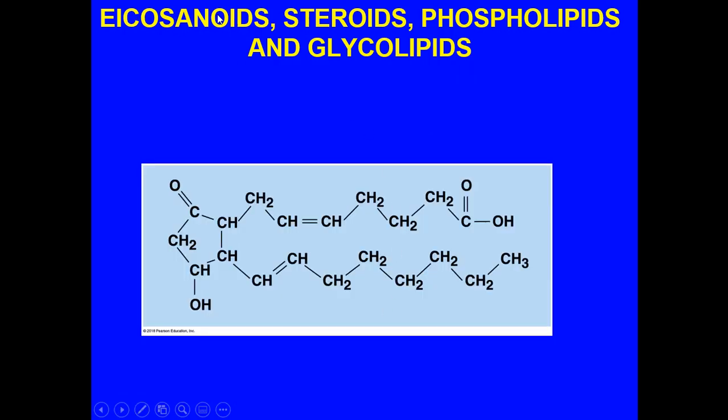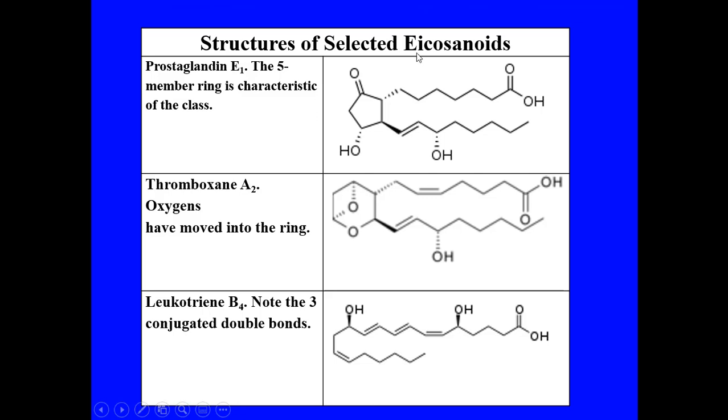Here's an example of the arachidonic acid. Okay, so you see it's kind of a bent structure. It's unique. Got double bonds here, etc. And then we have the selective addition of different bonds, of different functional groups, etc., that create the unique eicosanoids that you see. Here's prostaglandin E1, otherwise known as PGE1, thromboxane A2, leukotriene B4. There's a whole variety of them out there.